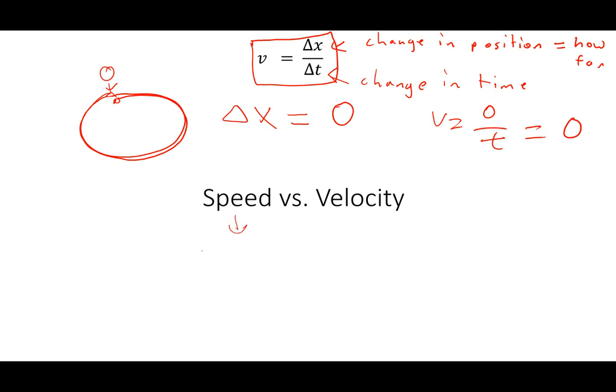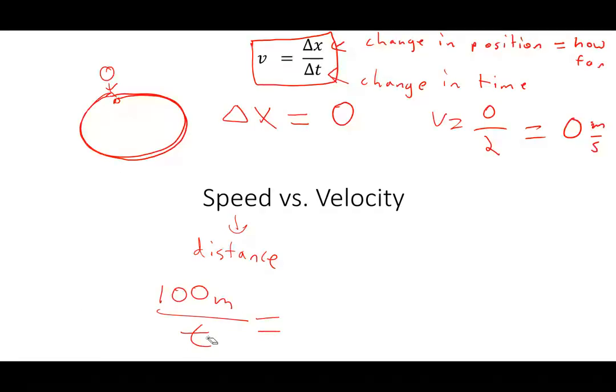Speed, however, just refers to distance traveled. So let's say this track was 100 meters. Well, I would have 100 meters divided by my time, and my speed would be non-zero. Let's say my time were 2 seconds. In the first example with velocity, my velocity would actually be 0 meters per second because I end up in the same place. But my speed, 100 divided by 2 seconds, is actually 50 meters per second.